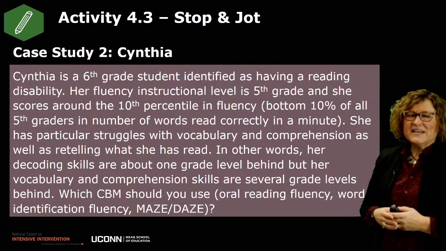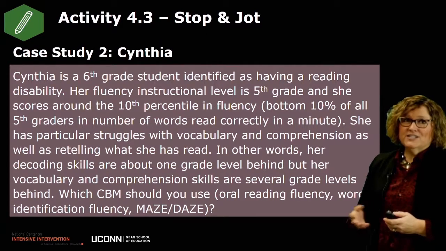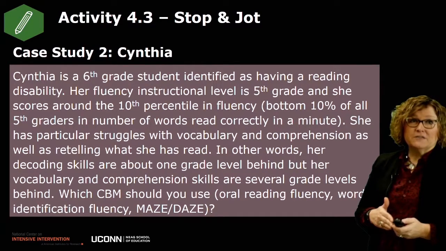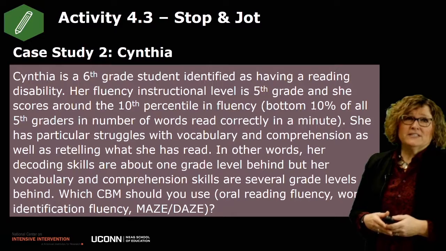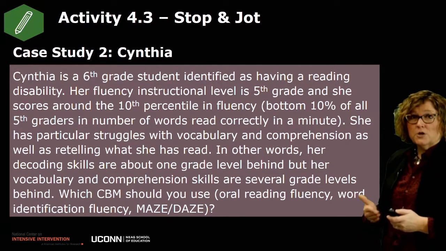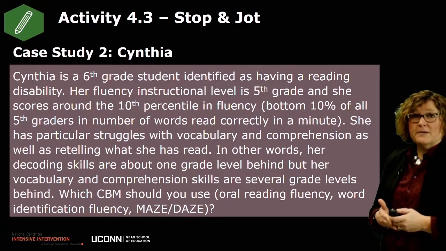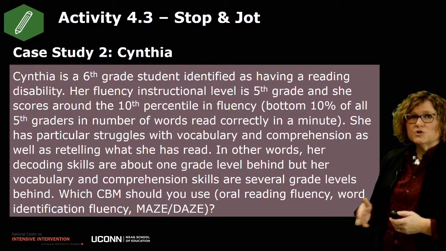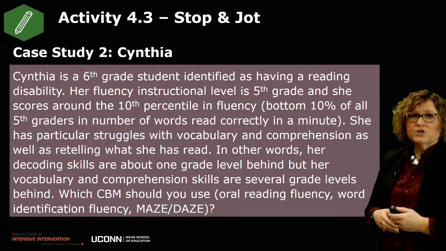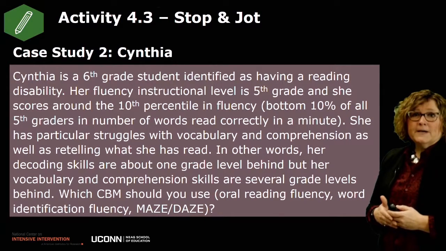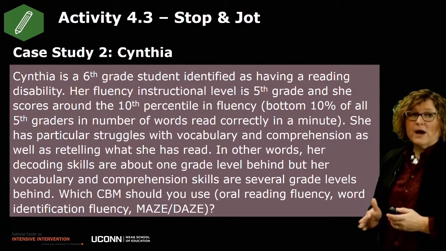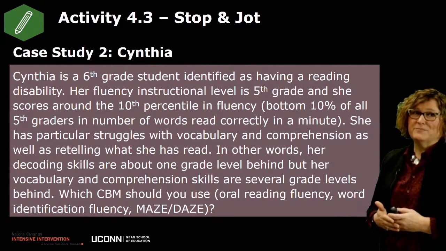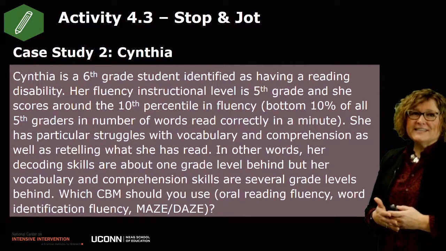So let's look at another example. Here is Cynthia. She's a 6th grade student. She has a reading disability, and her fluency instructional level is at the 5th grade. She scores around the 10th percentile in fluency, so she's pretty low achieving compared to other fifth graders who have taken that particular measure. She has particular struggles with vocab and comprehension, retelling what she's read. In other words, her decoding skills are about 1 grade level behind, and her vocabulary and comprehension are several levels below. Which CBM would you use?